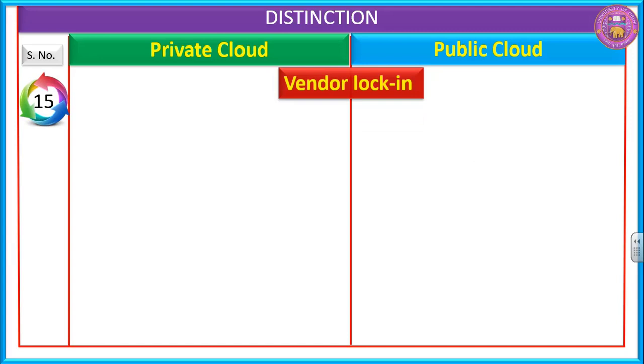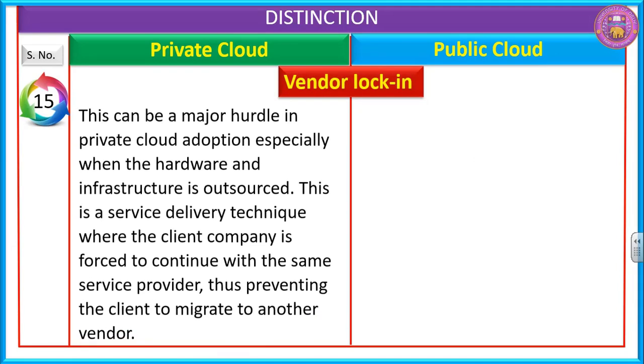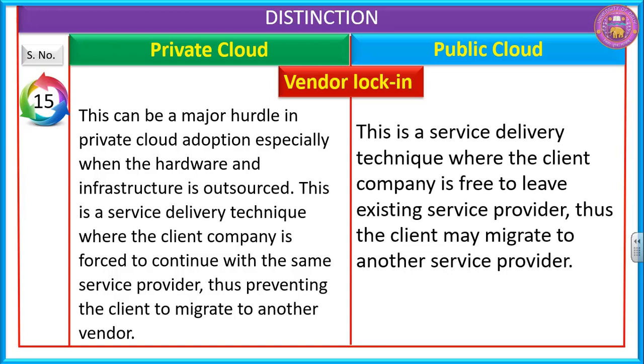15th point, vendor lock-in. In the case of private cloud, this can be a major hurdle in private cloud adoption, especially when the hardware and infrastructure is outsourced. This is a service delivery technique where the client company is forced to continue with the same service provider, thus preventing that client from migrating to another vendor. But in the case of public cloud, the client company is free to leave the existing service provider, thus the client may migrate to another service provider.